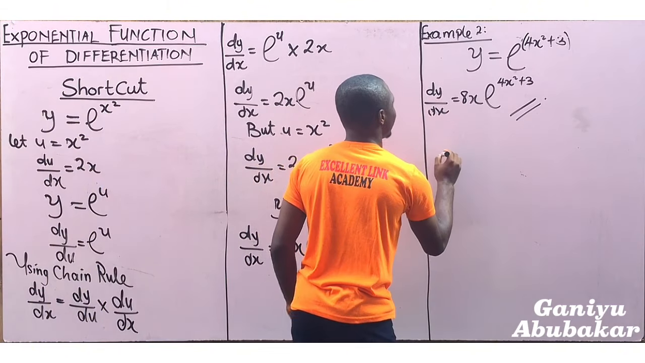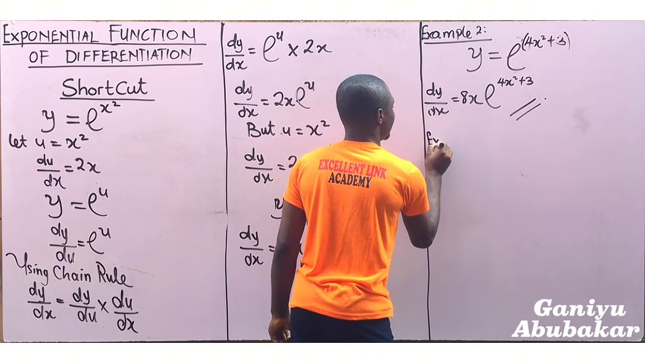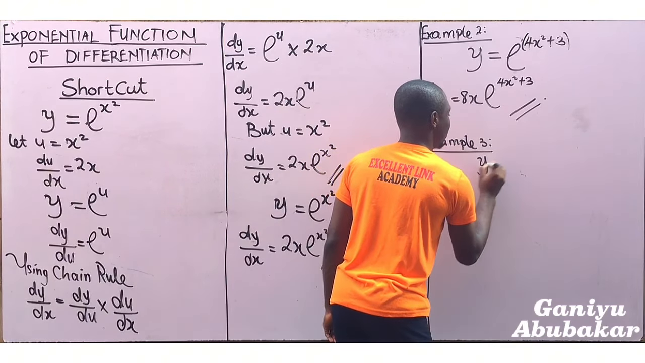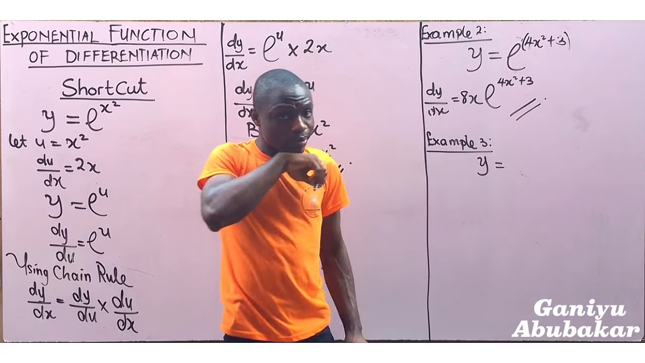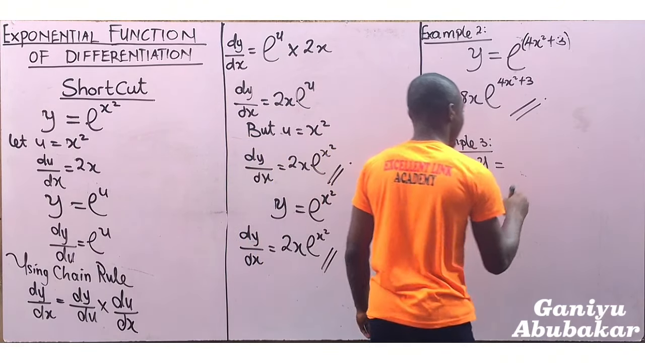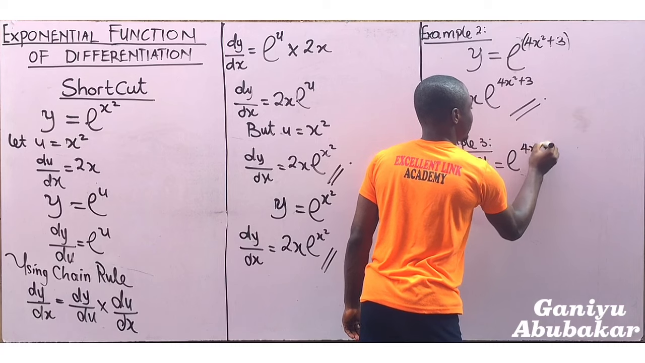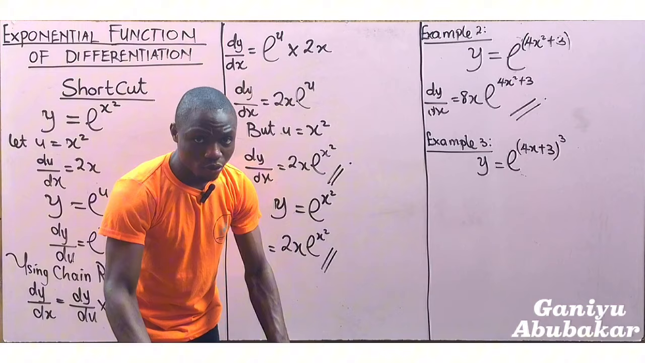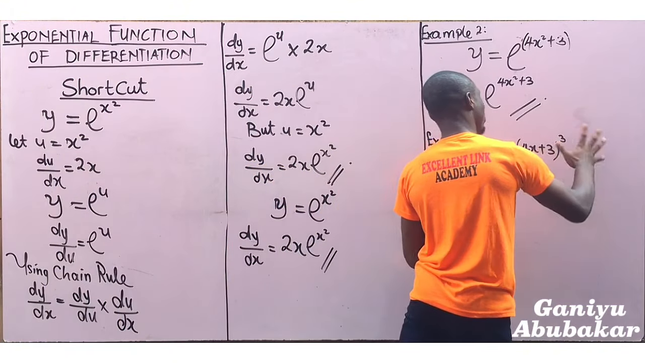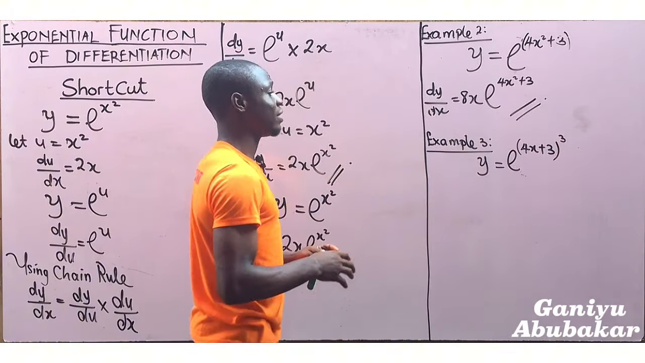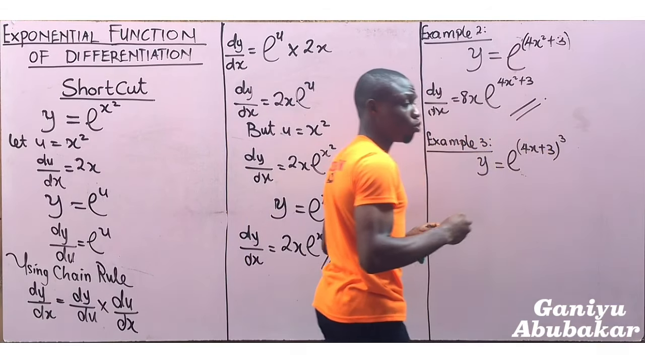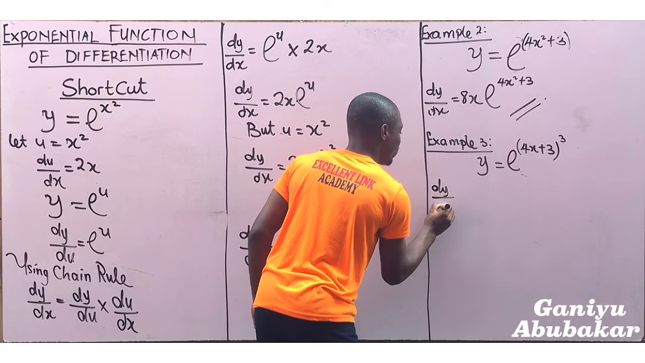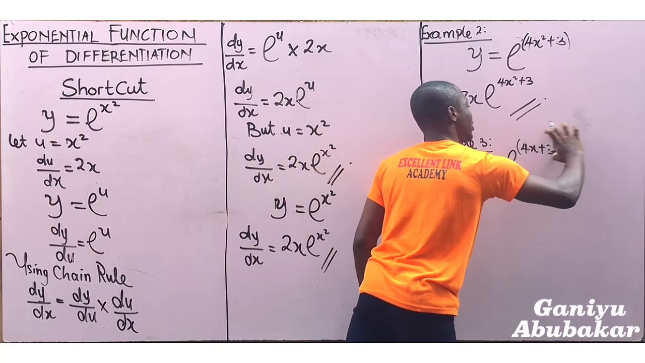Let's say I have that y, example 3. Let's say that y is equal to exponential 4x plus 3 all to power 3, as in this case. Now look up. We said to differentiate this is quite simple, right? What's the first task? Differentiate the power. That's the shortcut for a special function. Differentiate the power. So I'll have that dy over dx is equal to differentiate this power.